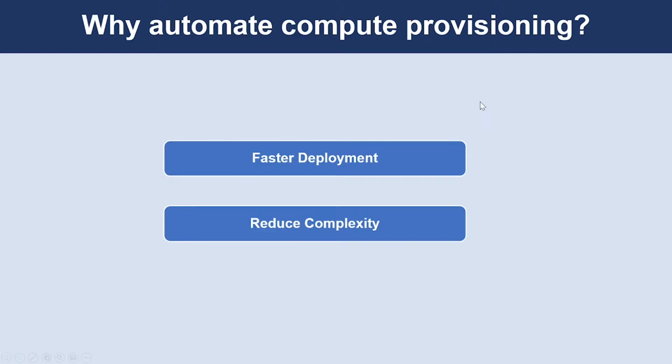So why automate compute provisioning? There are two main reasons. One, faster deployment, and it reduces complexity. It takes a long time to implement an architecture with many servers manually. You need to configure the operating system, install software, configure the software, and apply updates. You also need to do these tasks for each virtual machine, and these tasks can become complex. So when you have to carry out complex tasks, many times it's easy to make mistakes.